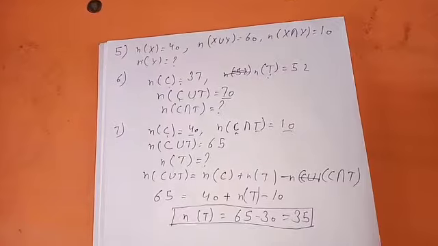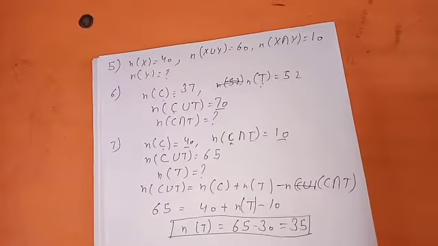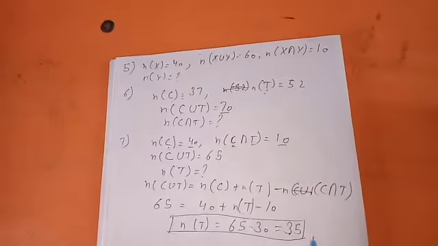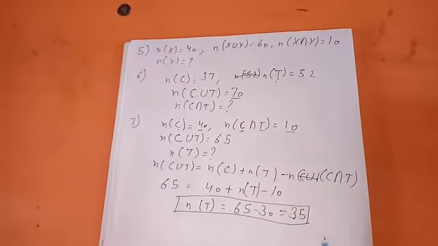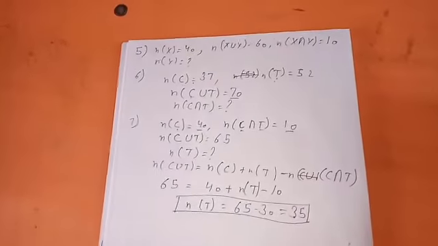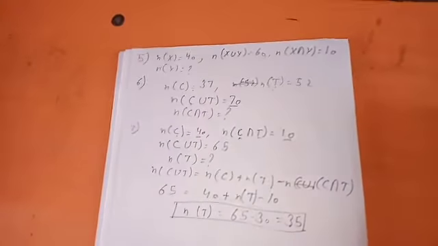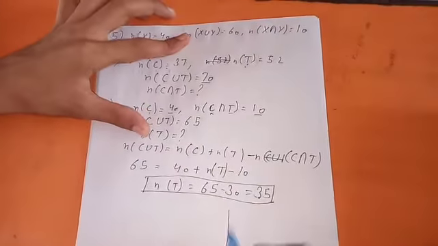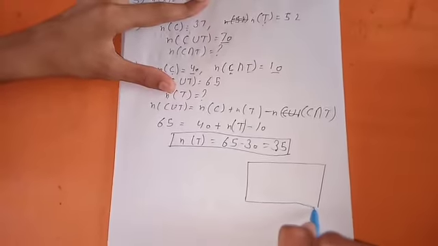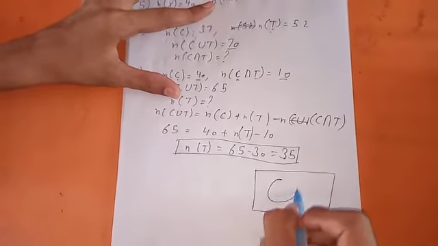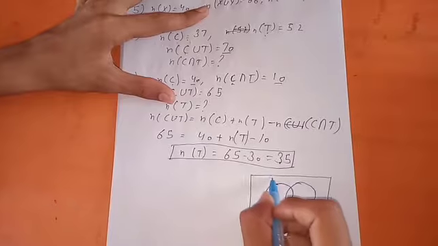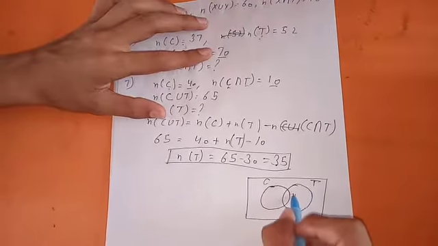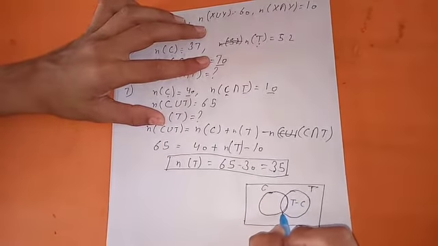So 35 people are those who like tennis. And one more question they have asked from us: how many like tennis only and not cricket. What are they asking? We can show it in a Venn diagram. These are two sets, one for C, one for T. In this question they are asking for T minus C, meaning only these people.